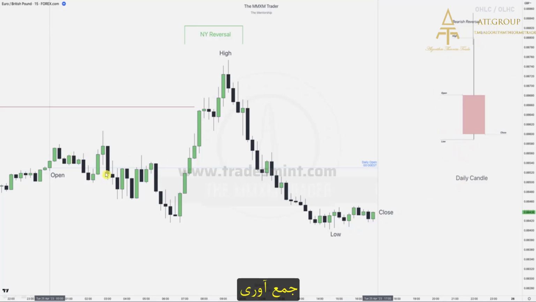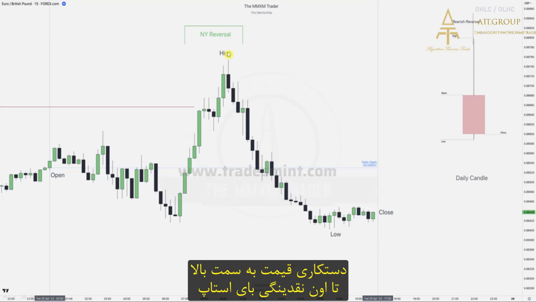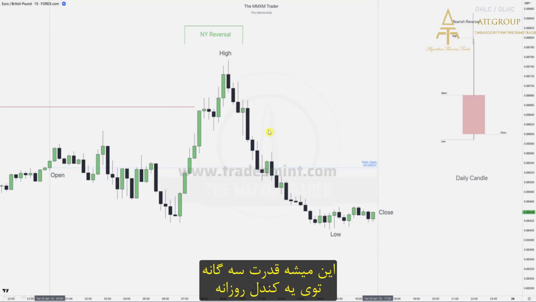So think about it, right? Accumulation, manipulation up higher into those buy stops, and then distribution lower. So that's the power of 3 of a daily candle.